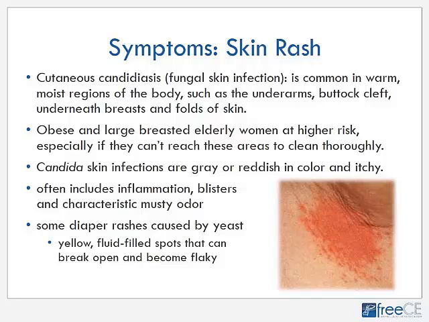Candida skin infections can appear gray, particularly if they're more chronic, or reddish and inflamed in color if they are more acute, but either way, they're often itchy. These skin infections are usually inflamed to some extent. Blisters can form, and they have that characteristic sweet, musty odor. Keep in mind that some diaper rashes can be caused by yeast infections, and typically it'd be characterized by yellow fluid-filled spots that can break open and become flaky.